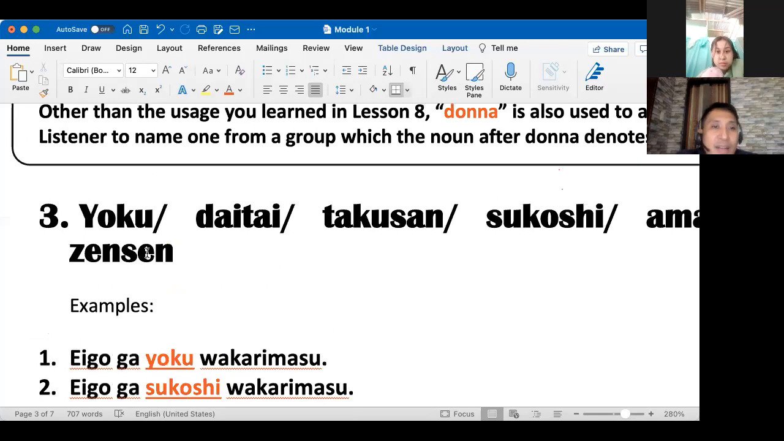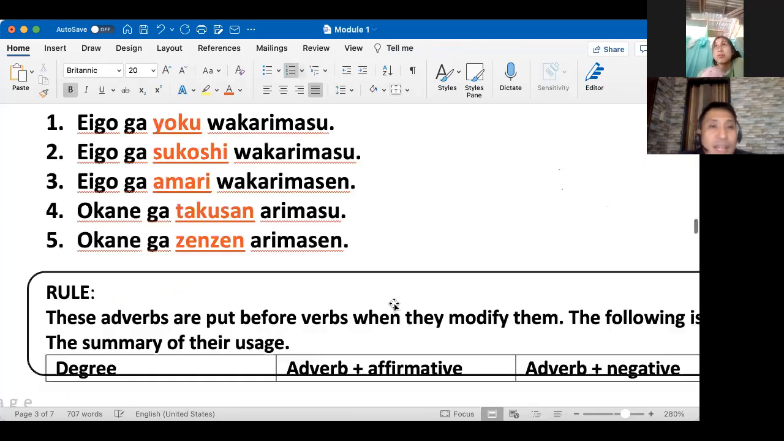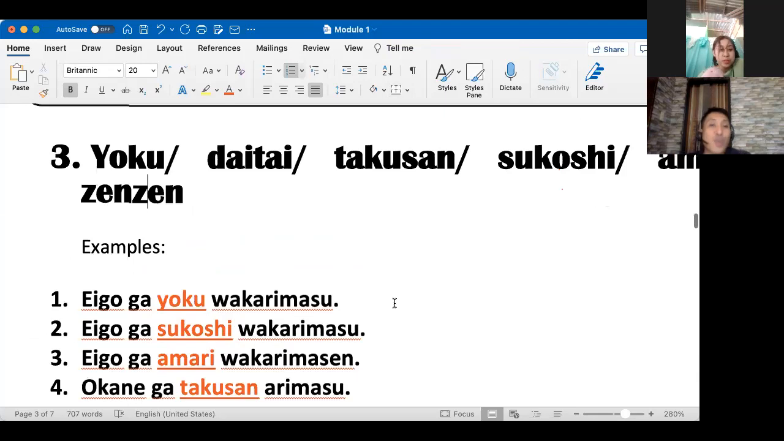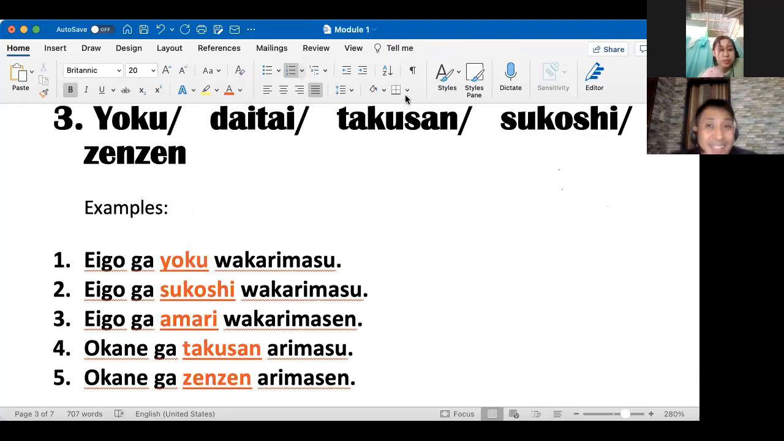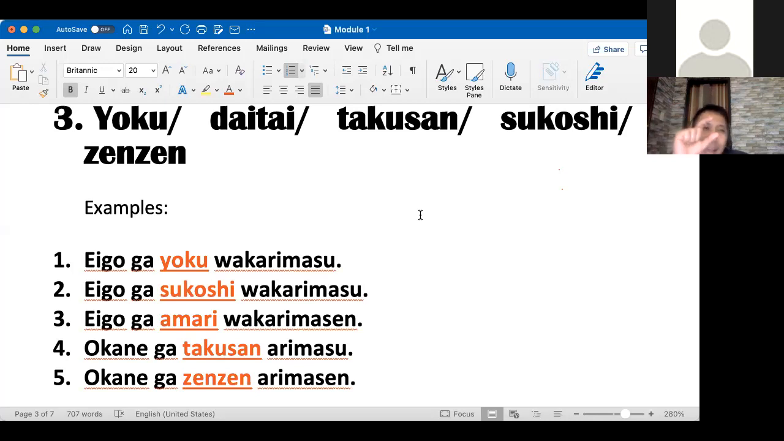So, pag sinabi nating, okay, ito nagkamali, dapat zen ito, okay? Ego ga sukoshi wakarimasu means a little. Nakakaunawa ako ng kaunti. Okay? Ego means English. Ego ga amari wakarimasen. Actually, sukoshi and amari, almost the same lang sila. Pero yung sukoshi, gumamit ito ng affirmative. Ego ga sukoshi wakarimasu. So, little siya, pero affirmative yung statement. Ego amari wakarimasen, negative naman.